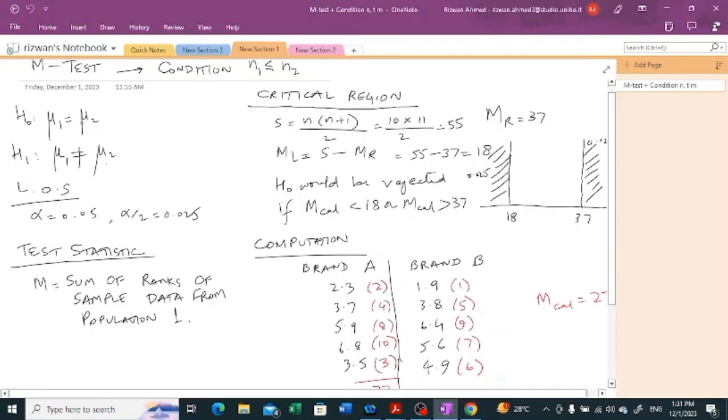So this is a two-tailed test, and if you look at the number of observations, both the data sets have an equal number of observations, 5 each. So we can comfortably proceed with the application of M-test.